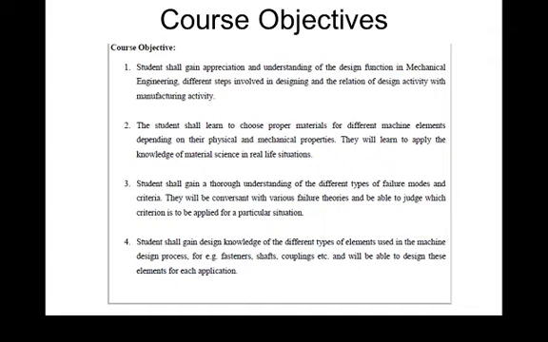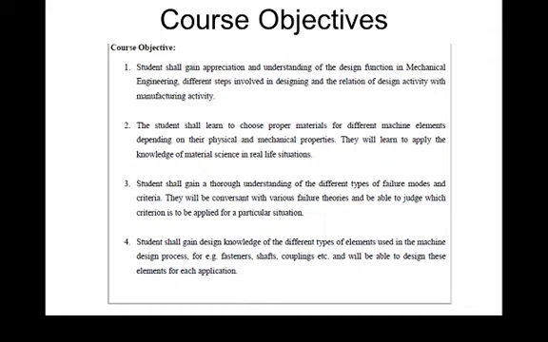The next and last one is that the student shall gain design knowledge of different types of elements used in the machine design process, like fasteners, shafts, couplings, etc., and will be able to design these elements for each application. Now in any mechanical system, there are 2 things: elements and a system. A system will consist of elements. An element means a smaller and smaller part. Our subject name is design of machine elements, so we are going to design smaller and smaller parts of a mechanical system. This system will be required.